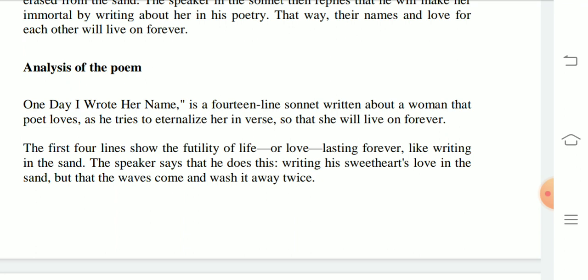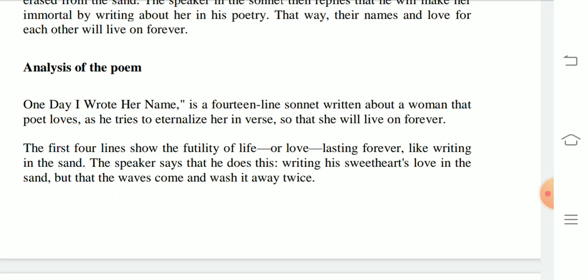The first four lines show the futility of life. All love is not lasting forever, like writing in the sand. The speaker says that he does this, writing his sweetheart's name in the sand, but the waves come and wash it away twice. What is the lover doing?